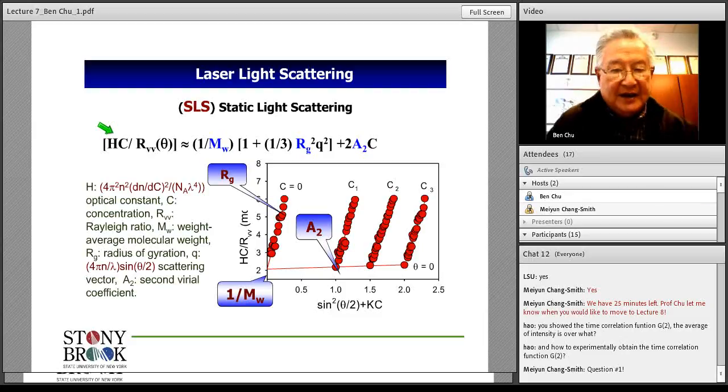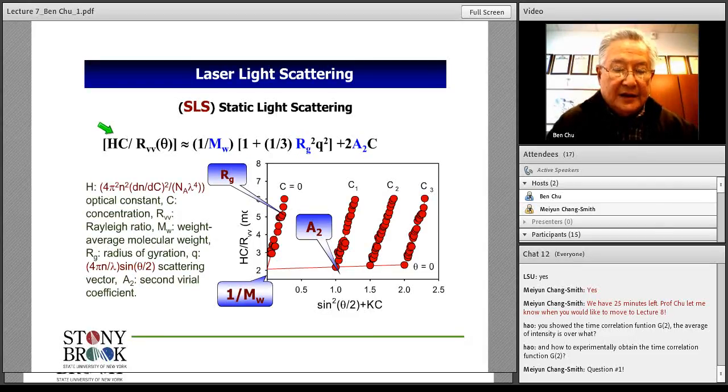So it's nothing. Then you can extrapolate to zero concentration in one direction and zero scattering angle in the other direction. In one case, you will get the second virial coefficient. In the other case, you will get the radius of gyration. And at the endpoint, you will get the weight average molecular weight. Such a plot is known as the Zimm plot. It was devised by Bruno Zimm, who was at Yale University and then went to University of California, San Diego, and who passed away some years ago.